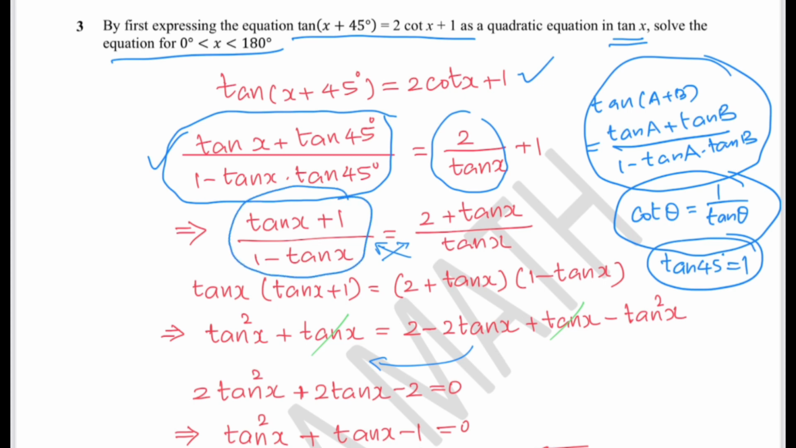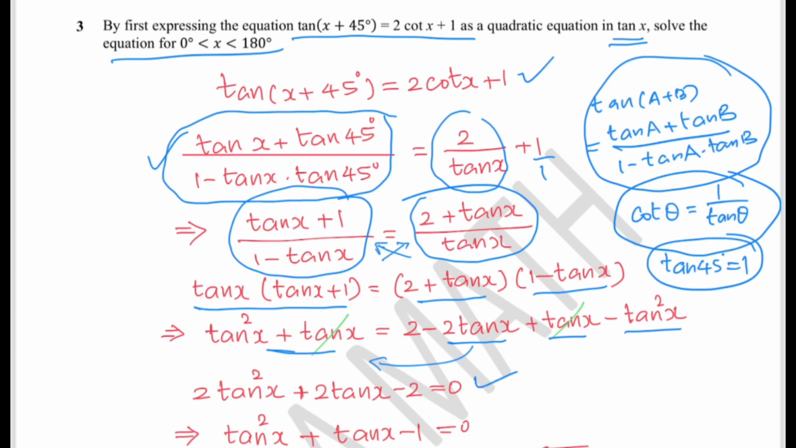2, cross multiply across the plus sign on the right side, so (2 + tan x) over tan x. And next step, you cross multiply across the equal to sign, you get tan x times (tan x + 1) equal to (2 + tan x) times (1 - tan x). Then expand the bracket, you get tan square x plus tan x equal to 2 minus 2 tan x plus tan x minus tan square x. And you can cancel the like terms on both sides, and then simplify it.